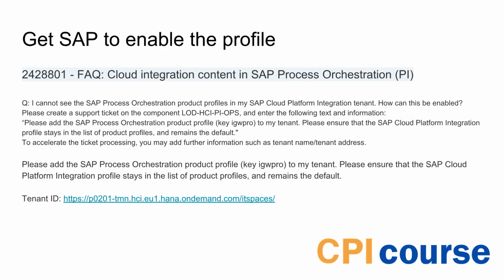One thing you need to do is open an OSS, as they write here. Write to SAP, please, with these component information, and say you want to enable your CPI tenant to run in the system. So that's one of the requirements that you need to get SAP to do this. And obviously this only needs to be for your development tenant, because that's where it all makes sense.